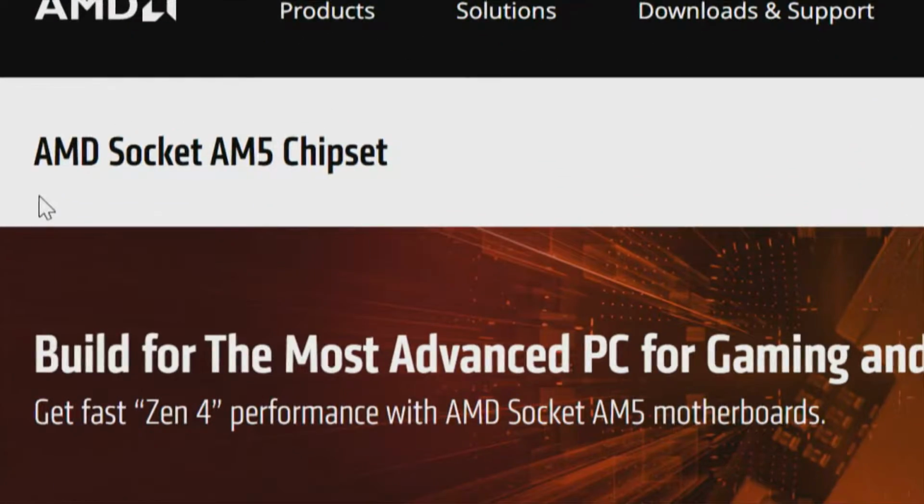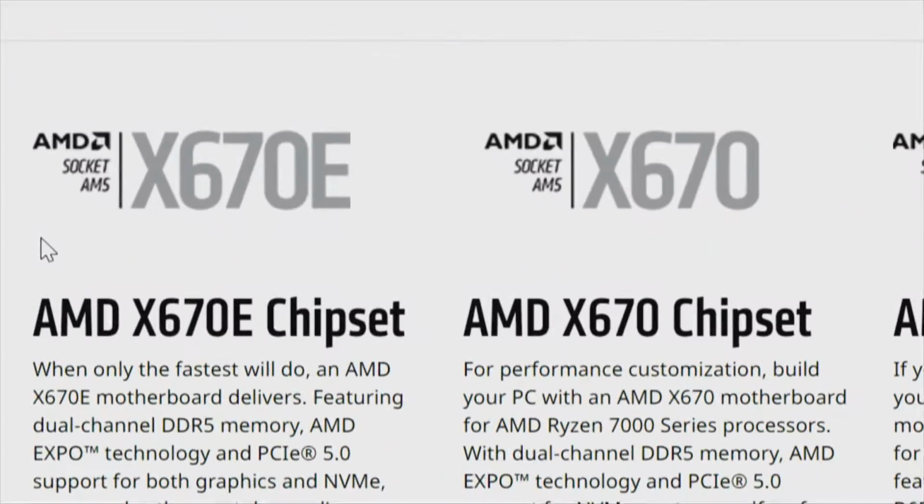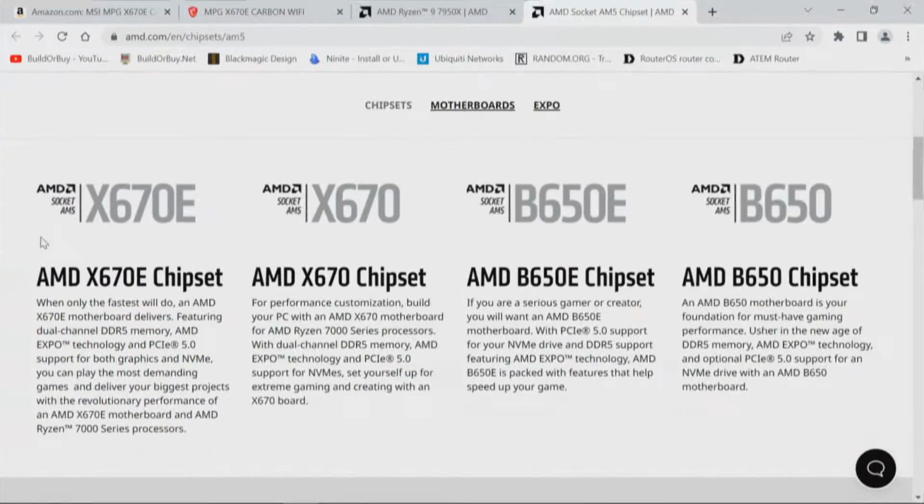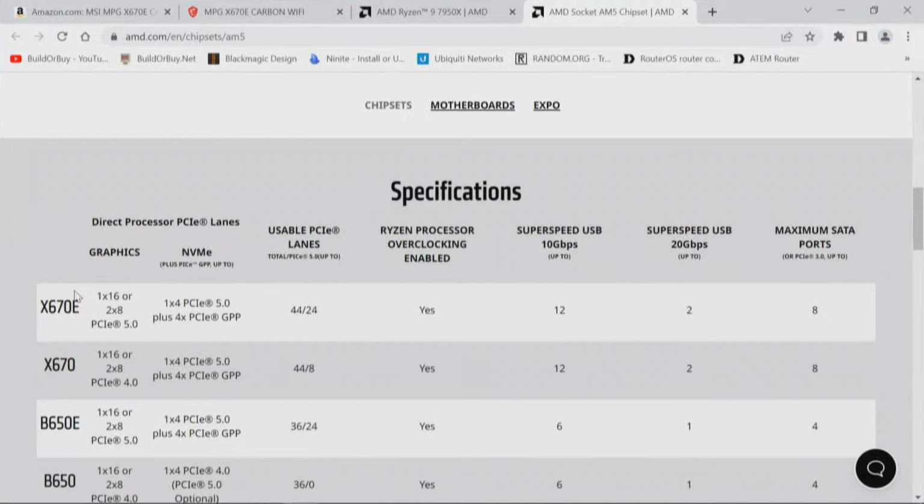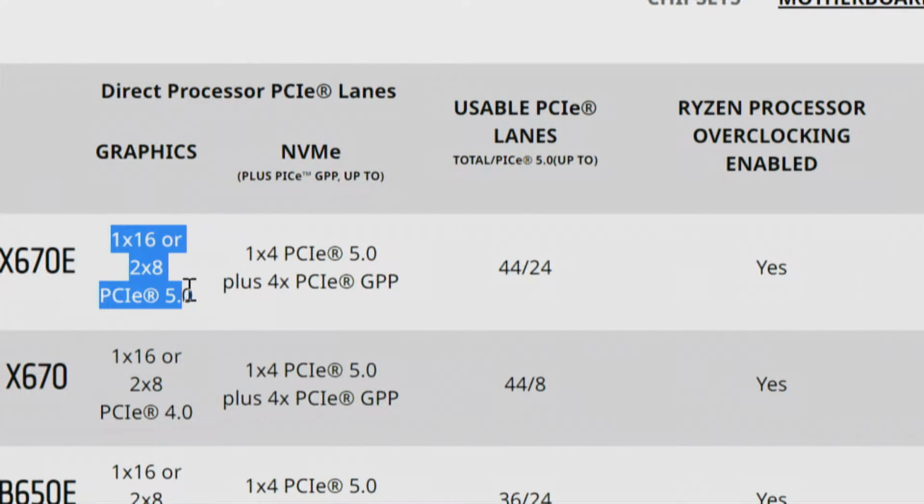Now the next resource we need to look at is the AMD Socket AM5 Chipset. And as it says, built for advanced PC gaming and, to some extent, content creation. Well, I prefer dedicated resources. Anyway, let's look at the chipsets. And the X670E, this is the chipset we're focused on. And the specifications right here are what matters the most. Right here it tells us 1x16 or 2x8, which is what we've talked about and verified. So that we know to be true, that's a constant.